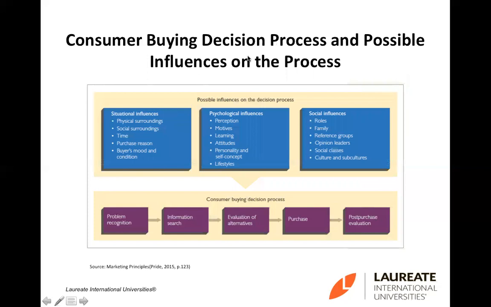Now, the next one I'd like to discuss in more detail is the decision-making process. Scholars suggest that there are 5 stages that customers go through when it comes to making a decision. The first one is problem recognition, or need recognition. This is the stage where customers are aware of the gap. The gap of what? The gap between the desired state and the actual state.